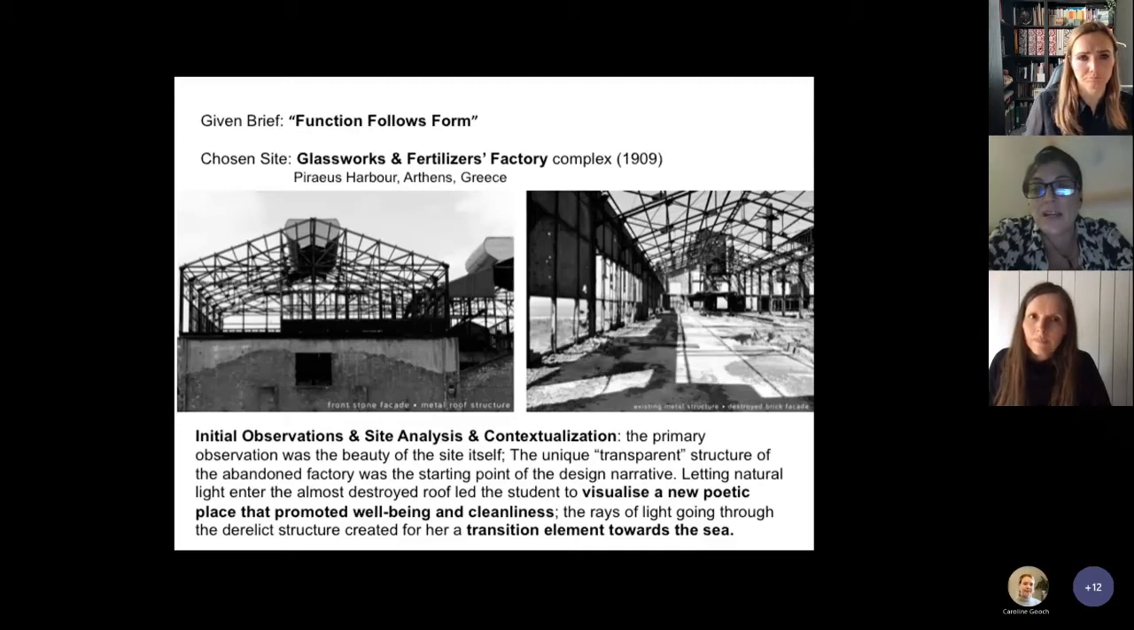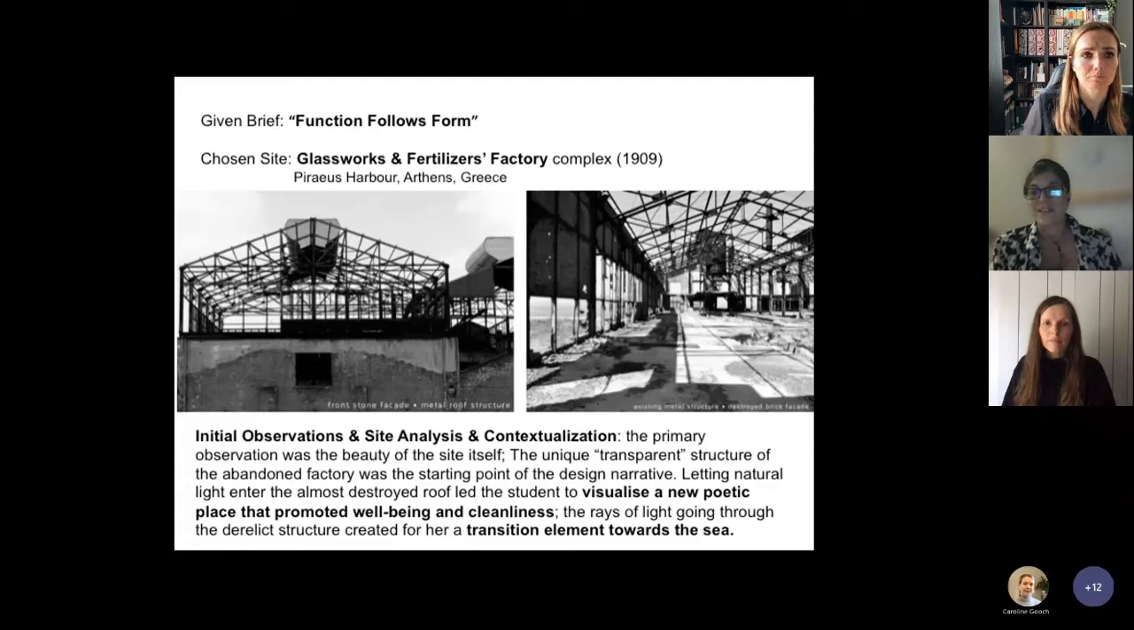So the primary observation that Ioli made was in the beauty of the site and the building itself. So she spotted this unique transparent structure, the abandoned factory, and that was the starting point of her design narrative. And her first observation was to do with letting natural light enter the almost derelict, destroyed roof, and that led her to visualize this new poetic place that promoted well-being and cleanliness, and relating that back to the idea that this was a building that produced fertilizers.